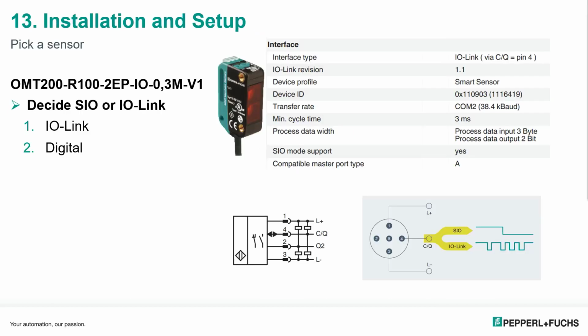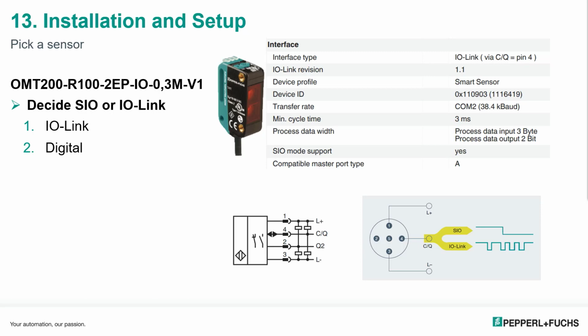Okay, now let's start putting a system together step by step. First thing I want to do is pick my sensor, pick my device. Number one, it's got to be IO-Link because that's what we're talking about today. But we need to make a choice. Are we going to use what they call SIO mode, which means basically the IO-Link sensor in digital mode, or are we going to use it full IO-Link?